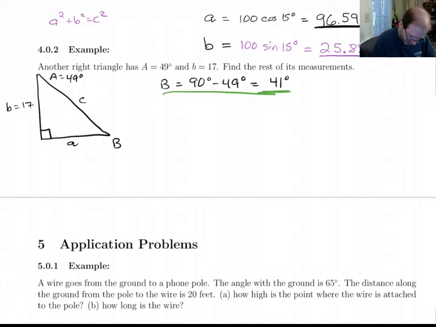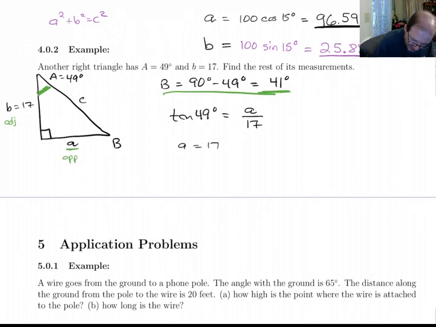Tell you what, let's find little a first. Now, which trig function can we use for that? Well, let's stick with using angle A. So from angle A, this is the opposite, and this is the adjacent. So what I would do here is I would say tan of 49 degrees is opposite over adjacent. So A is 17 tan 49 degrees. If I stick that in my calculator, it'll give it to me.